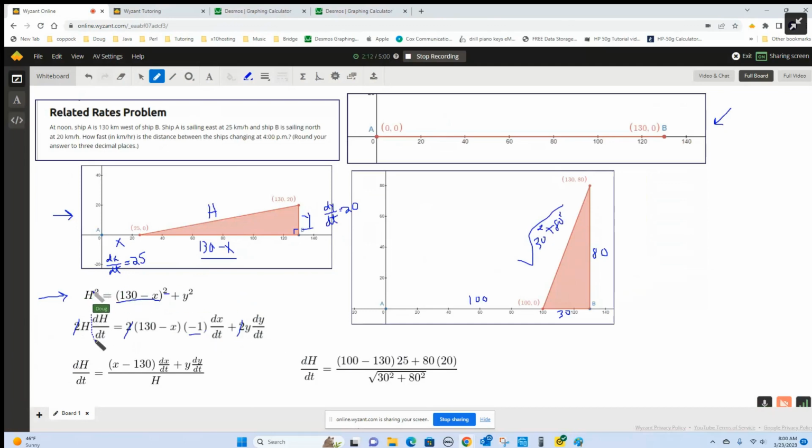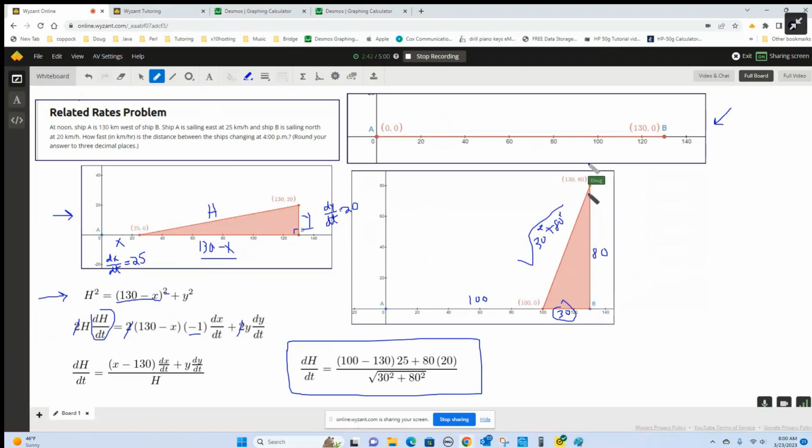So if I solve for dH/dt, I get, if I distribute this minus 1, (x minus 130) dx/dt plus y dy/dt, all divided by h. And now I can substitute in the values that are true for each of these variables after 4 hours. Okay, so after 4 hours, this x value is 100, which means this leg of the right triangle is 30.